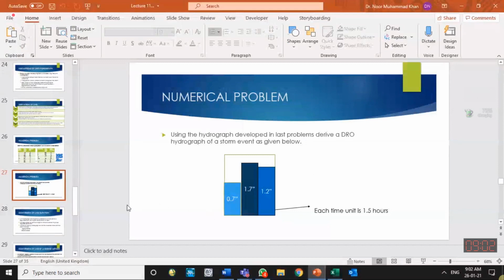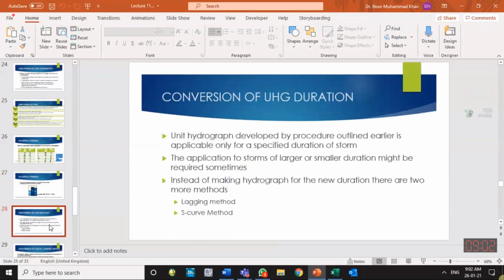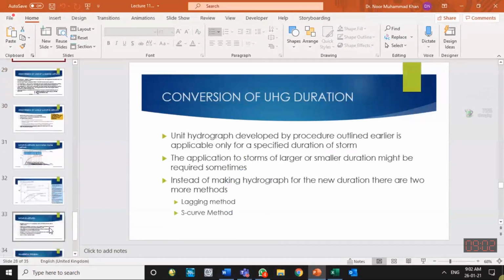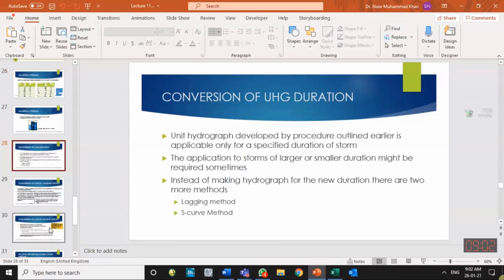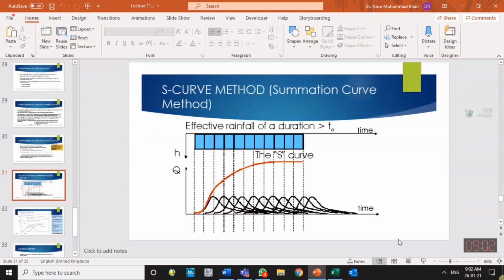Please submit it. I will take a small 5-minute break over here, and I will start the rest of this lecture: how to convert a unit hydrograph of a certain duration into a unit hydrograph of another duration. We call it conversion of unit hydrograph, and I know you have done it in lab also, so it will be a good revision for you. Okay, thank you. 5 minutes and come back.